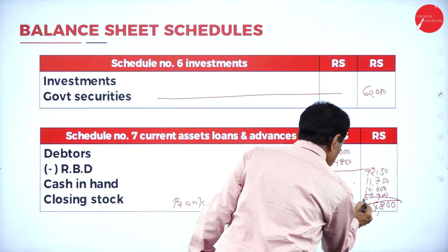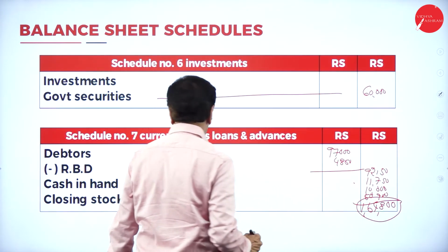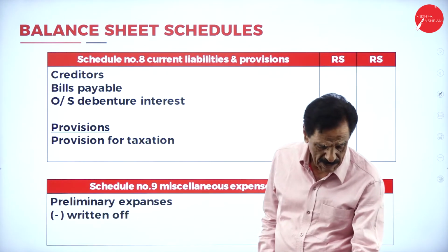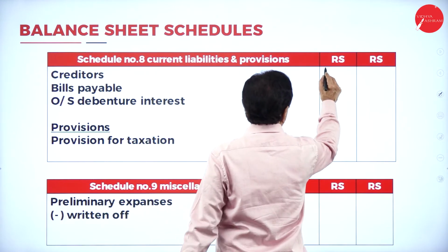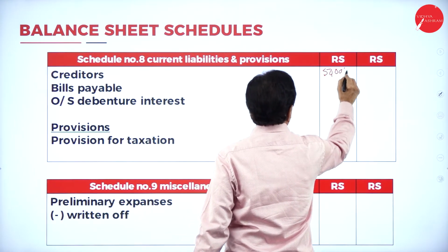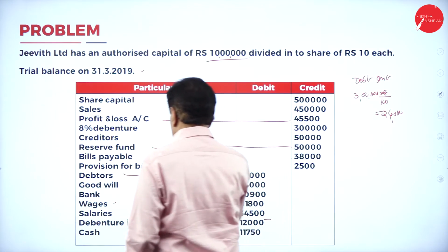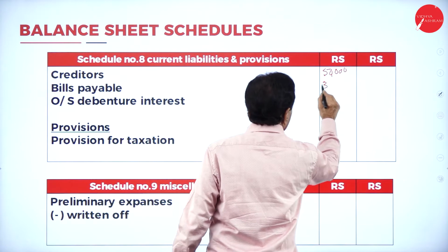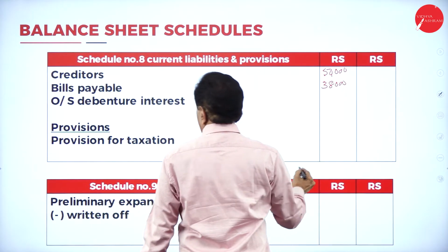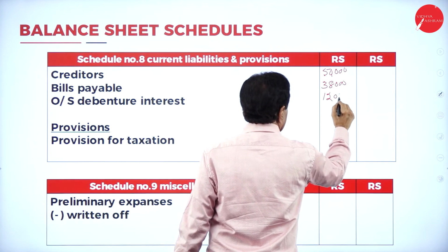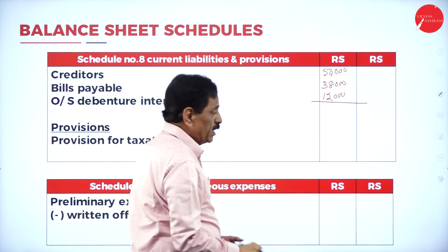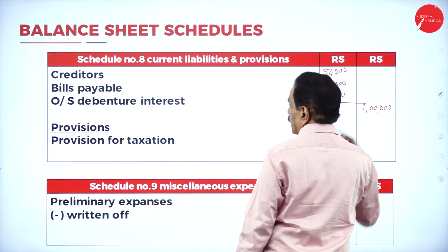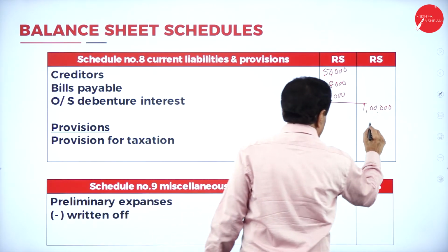1,64,800. Schedule number 7. Then current liabilities: creditors 50,000, bills payable 38,000, outstanding debenture interest 12,000. So 38 plus 12 is 50, plus 50 is 1 lakh. Provision for taxation nil.